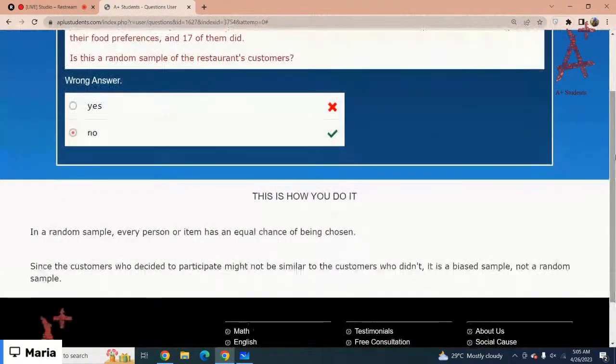Since the customers who decided to participate might not be similar to the customers who didn't, it is a biased sample, not a random one. Okay. So a random sample is the one in which every item or person has an equal chance to be chosen. Got it? But the 17 customers who participated might not be similar to the ones who didn't participate. So that would be a biased sample.